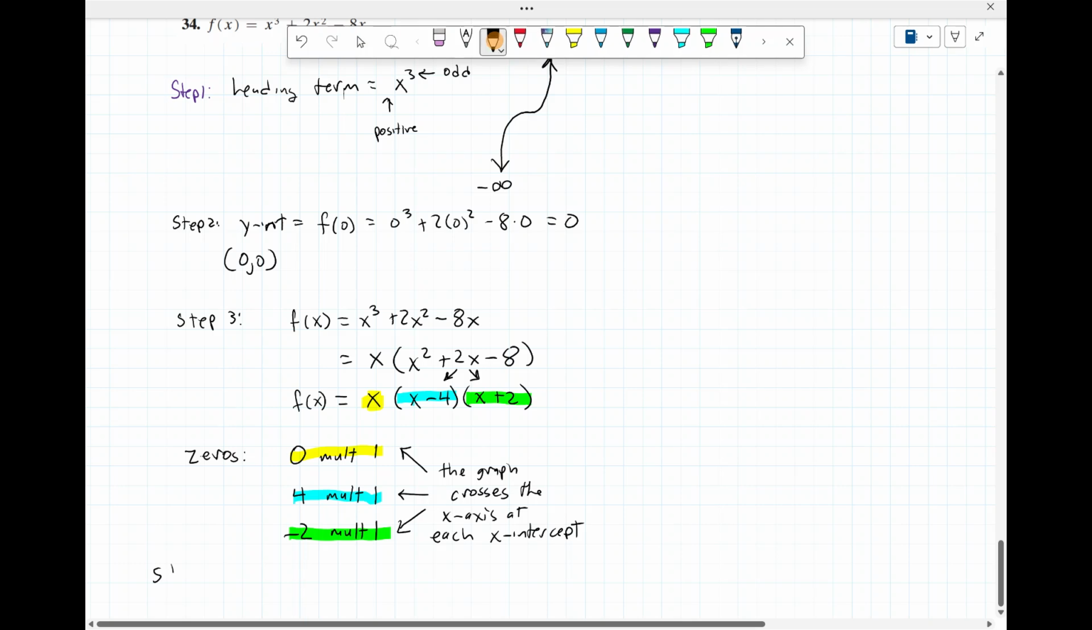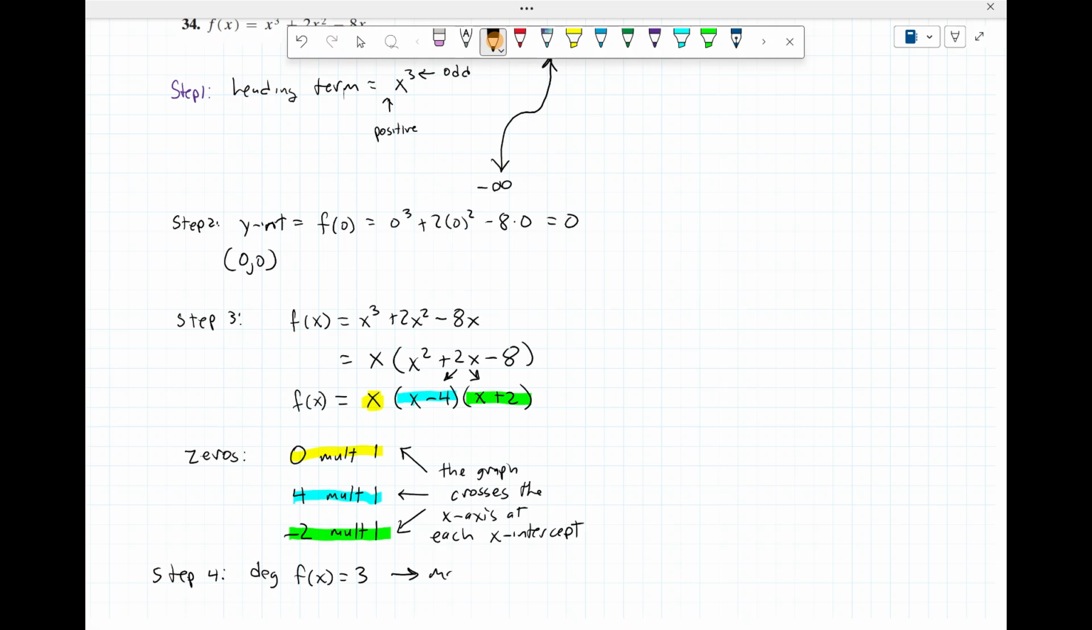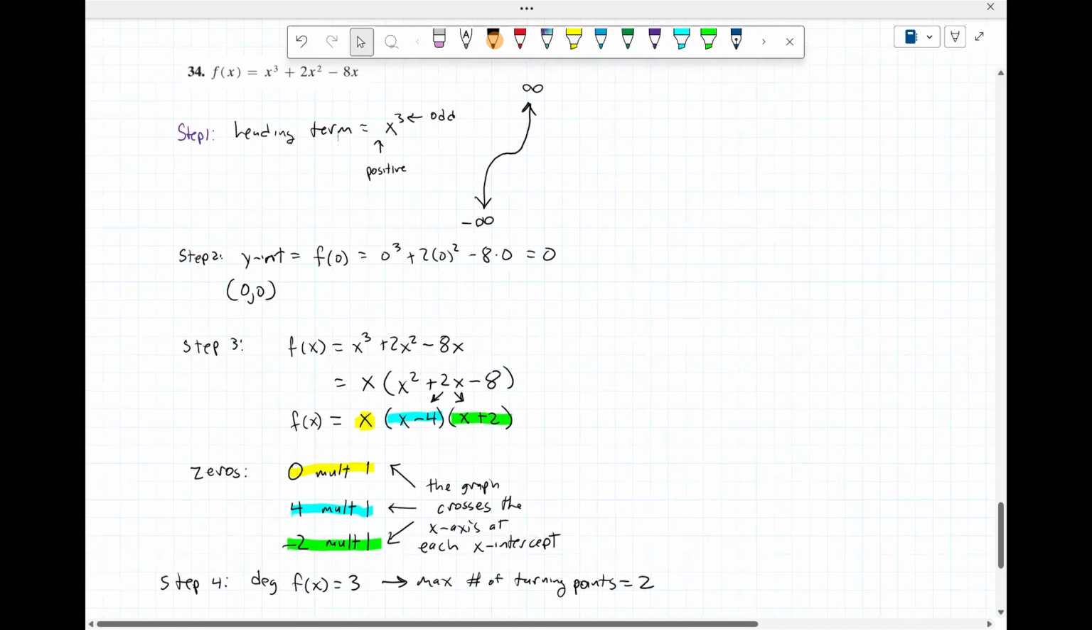Step 4, how many turning points could we possibly have? Well, again, looking at our leading term, it is x to the third, so the degree of f of x is equal to 3, so the max number of possible turning points will just be 3 minus 1, which is 2. And we are ready to graph this one.